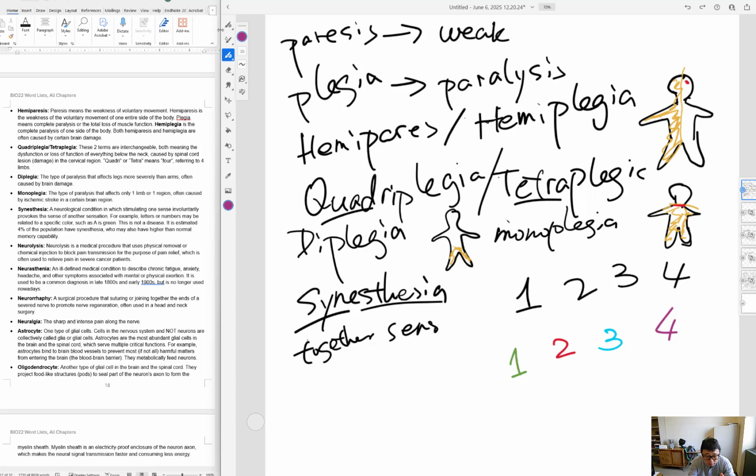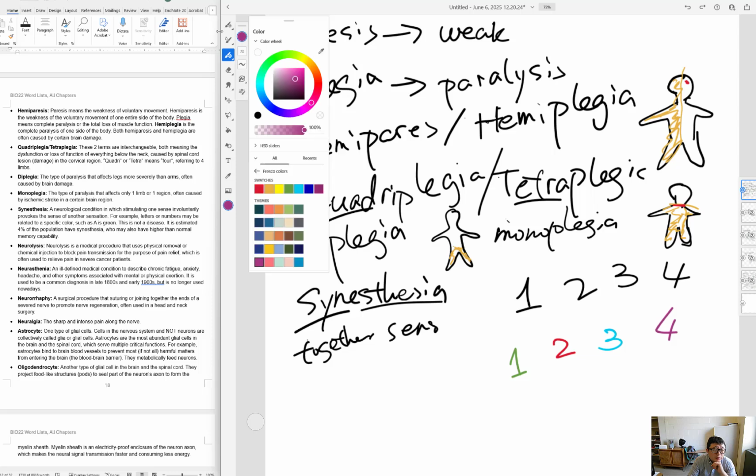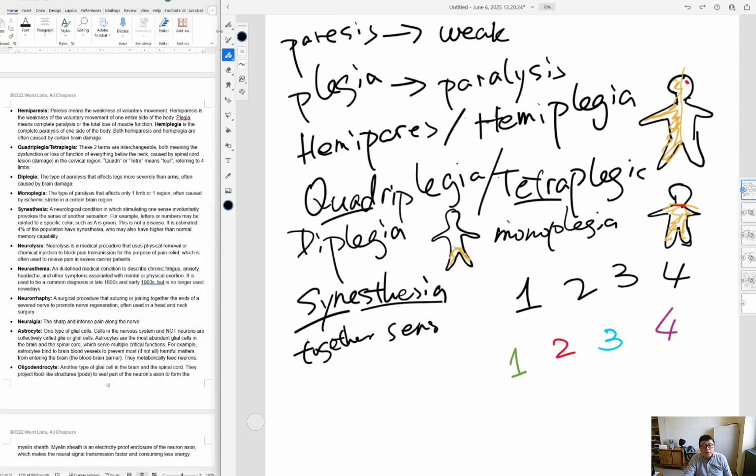For some people, they are constantly, involuntarily, simultaneously joined together, and this is called synesthesia. It's not a medical condition. It's an interesting phenomenon. About 4% of people have this. In most cases, people who have synesthesia have better than normal memory for some reason. Okay, keep moving.